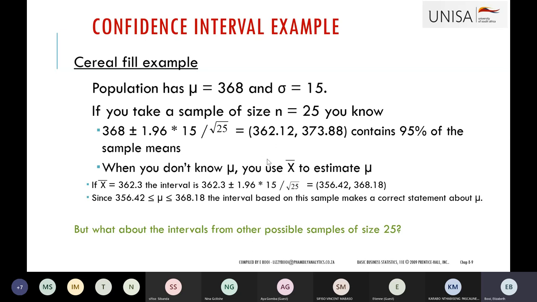I find that my estimate lies between 356 and 368. Since my population mean of 368 lies in between that, we can make the statement and say the population mean is included in the confidence interval, and we are 95% confident that the confidence interval contains the population mean.